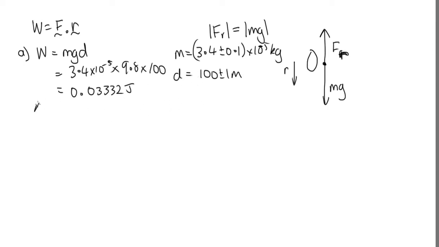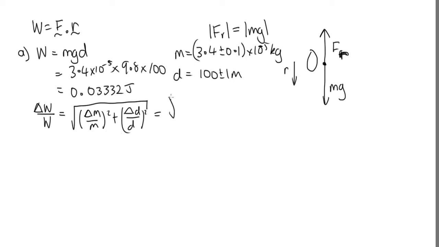So from the lab, you know that the uncertainty in the work over the work, because it just comes from multiplying these quantities, which are completely independent, this measurement and this measurement will be made completely independently of each other, and there is no uncertainty in g. We know that that's exactly 9.8, so this is equal to the square root of the uncertainty in the mass over the mass squared plus the uncertainty in the distance over the distance squared. We add them in quadrature. So this is equal to 0.1 over 3.4 squared plus 1 over 100 squared.